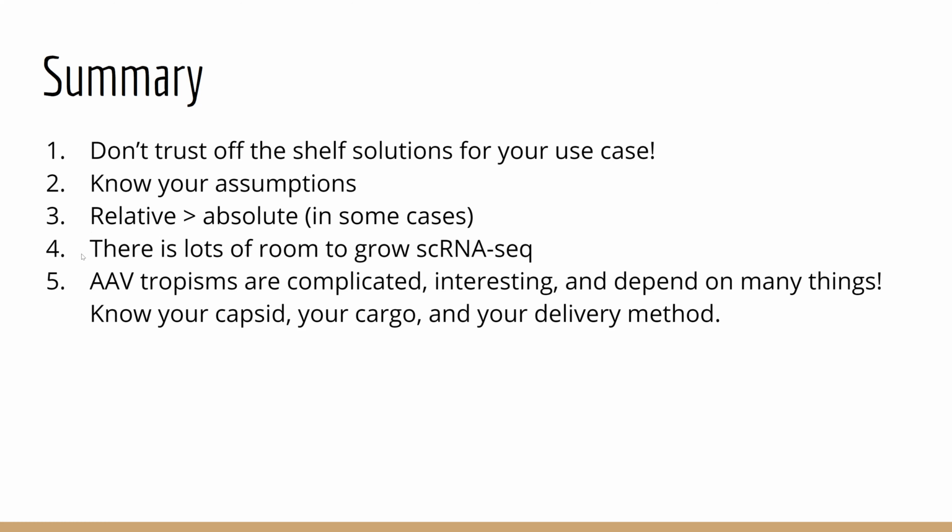And there is lots of room to grow, or lots of challenges still in single-cell RNA-seq data that have to be figured out for new applications. So it's a really exciting space. And then most importantly, these AAV tropisms that have been reported and that we are finding, they are complicated, they're interesting. We don't just have a variant that hits the whole brain. We have variants that hit all sorts of cell subtypes. And these things depend on many things. It depends on your capsid, your cargo, your delivery method, your promoter, your regulatory elements that you add. All of these things are incredibly important to understand when choosing your vector of interest for gene therapy.